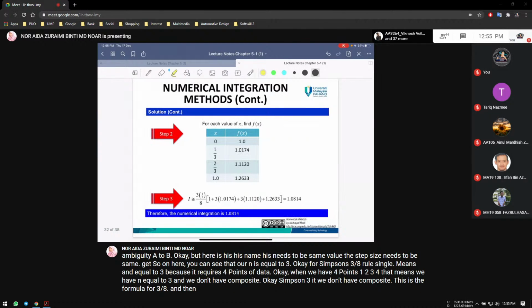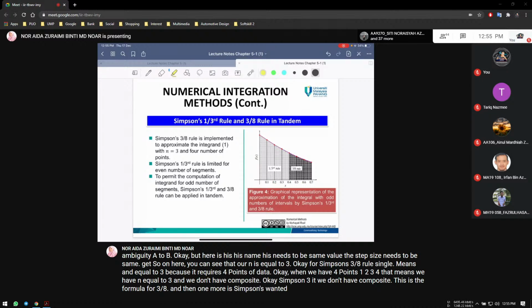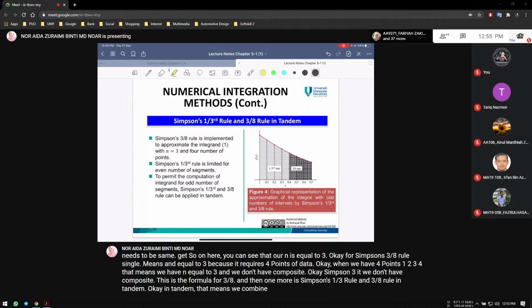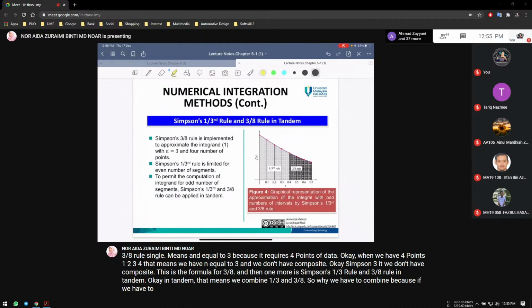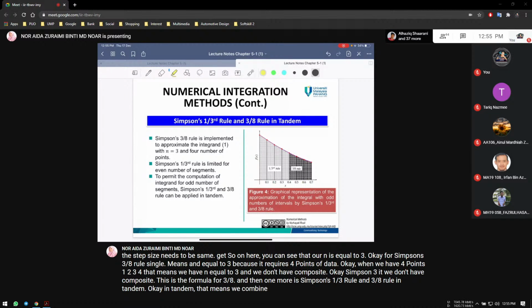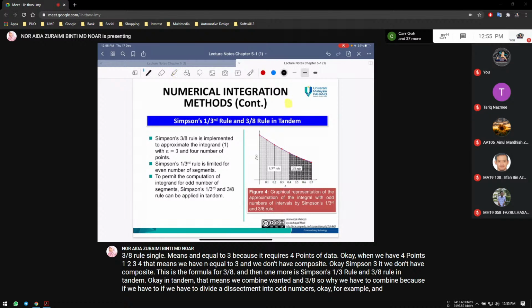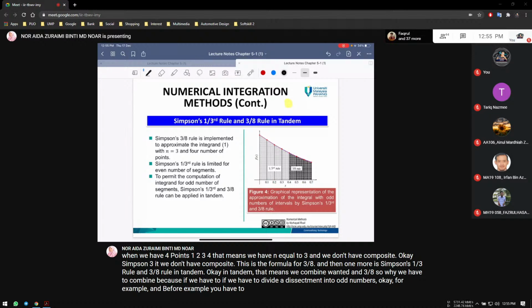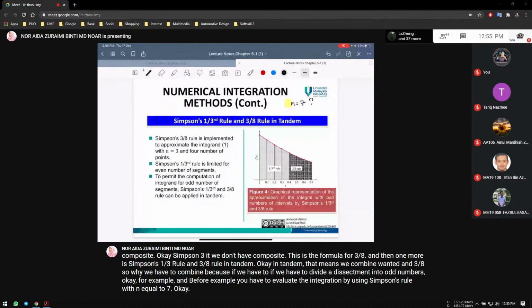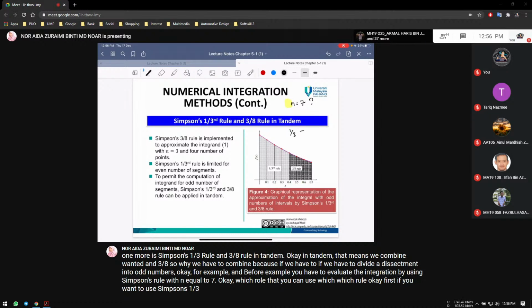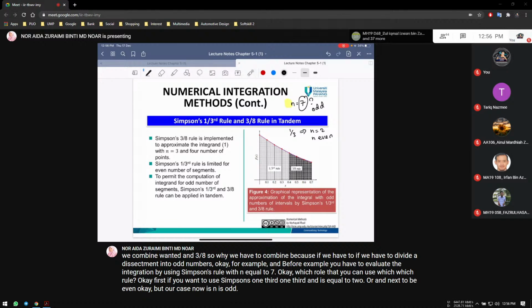And then one more is Simpson's 1/3 rule and 3-8 rule in tandem. In tandem means we combine 1/3 and 3-8. Why do we have to combine? Because we may have to divide the segment into odd numbers. For example, you have to evaluate the integration by using Simpson's rule with n equal to 7. Which rule can you use? First, if you want to use Simpson's 1/3, n is equal to 2, or n needs to be even. But in our case n is odd, so we cannot use 1/3.